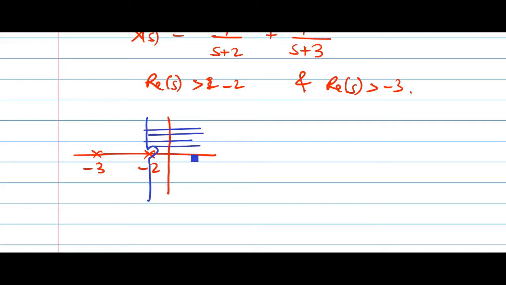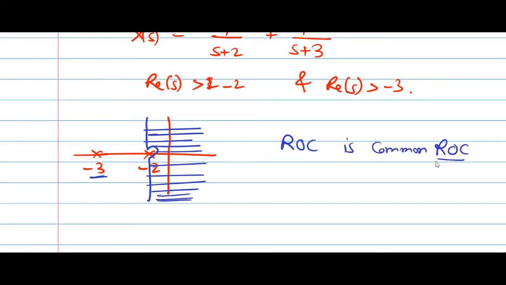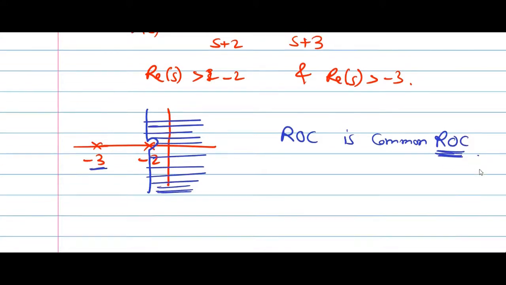So this is the ROC. It is greater than -2, it is greater than -3 as well as greater than -2. So the common ROC is real of s greater than -2. Whenever we have two signals, the ROC is the common region, the portion that is common, and that will be our overall ROC.